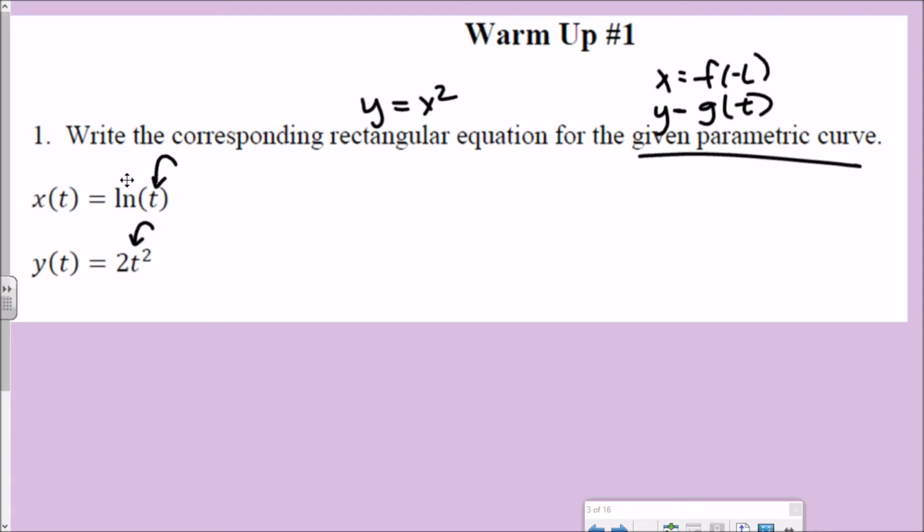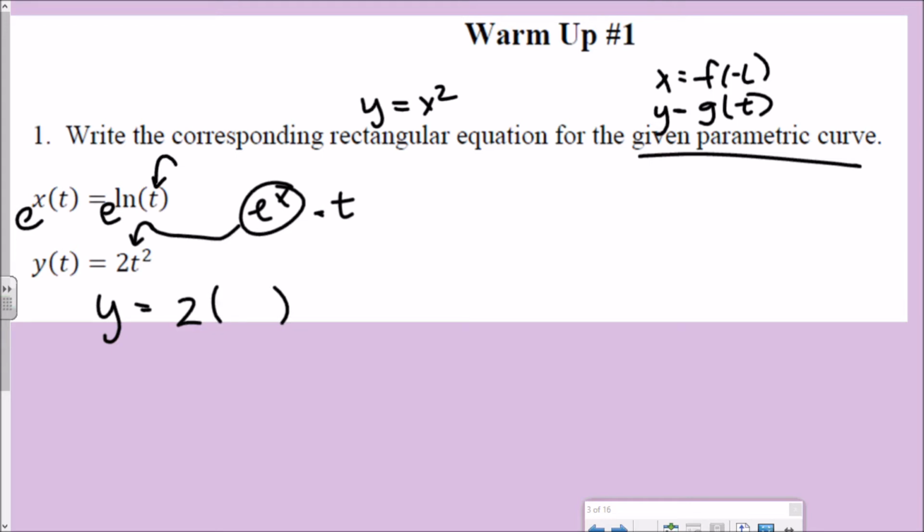So I'm going to solve this one for t. In order to do that, I need to get rid of the ln, so I'm going to e both sides, which gives me e to the x is equal to t, and then I'm going to plug that in for t down here. So now I have y is equal to 2 times, instead of t, e to the x, and then keep the squared because that's not part of the t. Then I'm going to keep simplifying. I have an exponent to an exponent here. Whenever you have an exponent to an exponent, they multiply. So now I have e to the 2x.